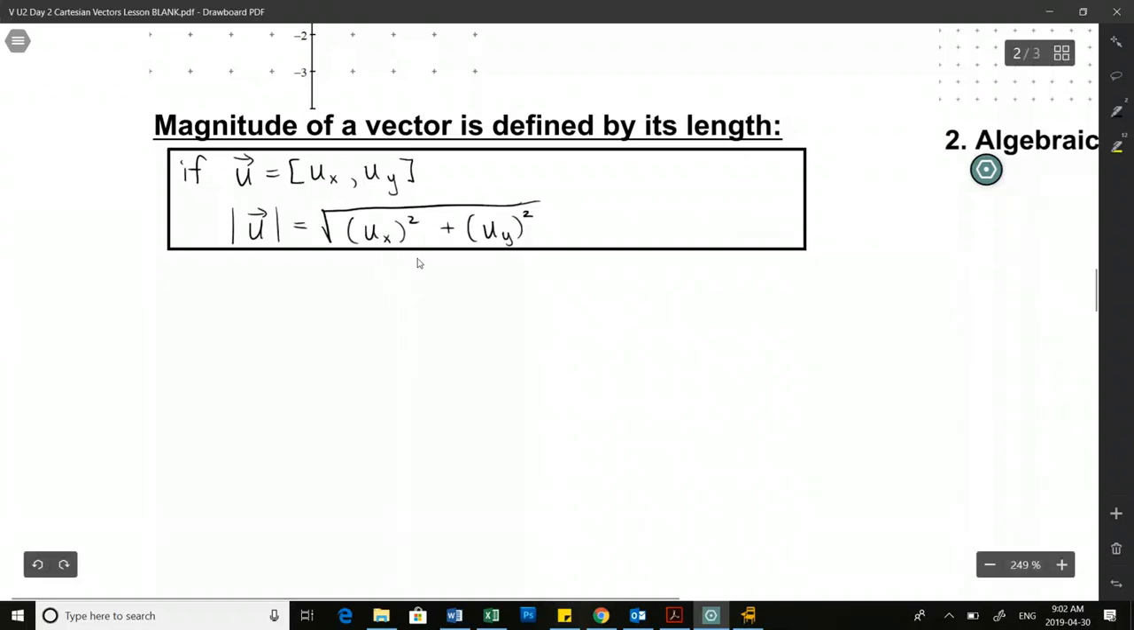Okay, this is also essentially just from the Pythagorean theorem. If we think about separating our vector into a right-angled triangle and just finding the length of that vector, this is what we're doing.